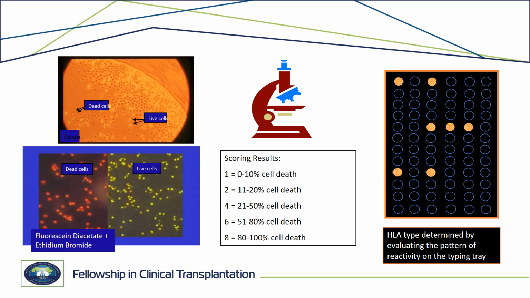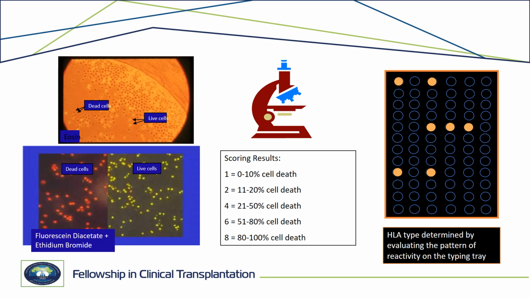So later on, they wanted to do some modification to the assay, so they used certain dyes to stain the cells because it was so difficult to look at unstained cells under the microscope and look for agglutination. So they came up with the idea of 2 different stains. The first is called fluorescein diacetate, and the second one is called ethidium bromide.